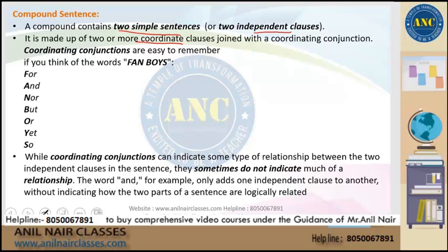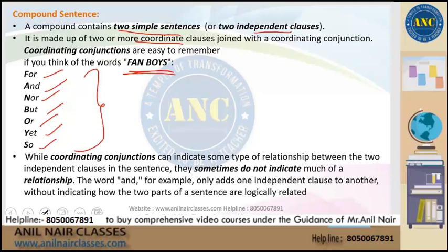So what are the coordinating conjunctions? For, and, nor, but, or, yet, and so. These are all your coordinating conjunctions. For you to easily remember, take the first letter of each of the coordinating conjunctions. It turns out to be FANBOYS. You can remember it that way to try to recollect the remaining coordinating conjunctions.